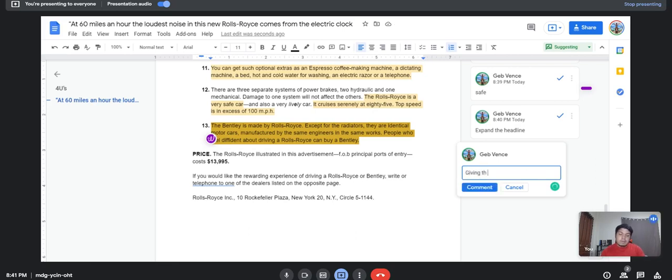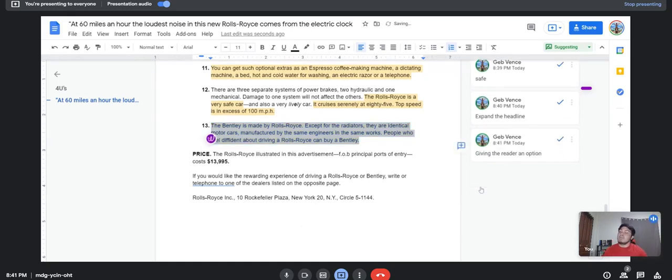Giving the reader an option. So, if you're really looking into cars and you want a Rolls Royce but you can't afford it, or you don't like the design itself, then you could probably look at Bentley as well. Yun yung parang pagkasabi niya, ba?